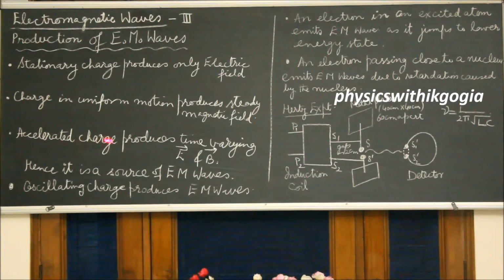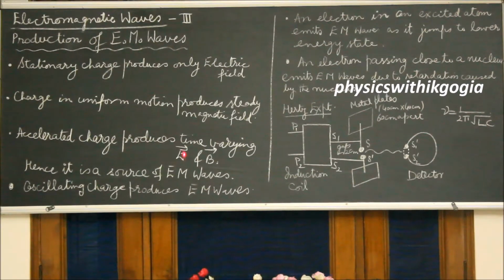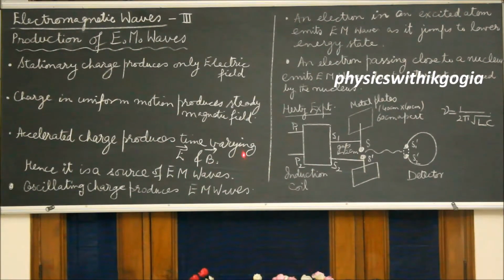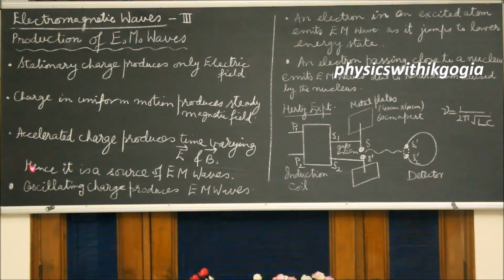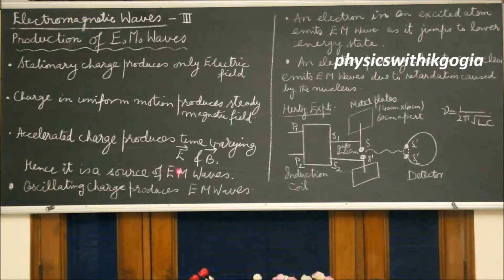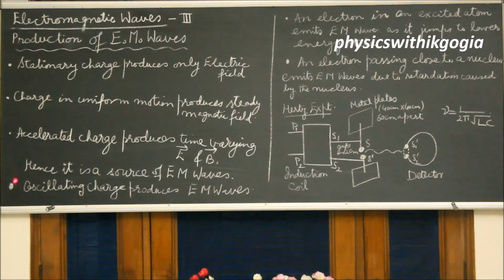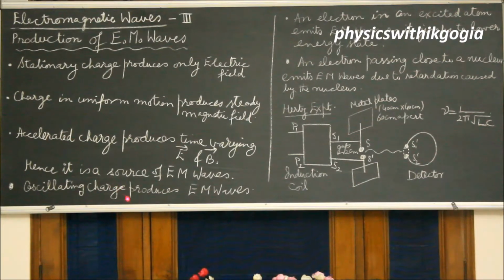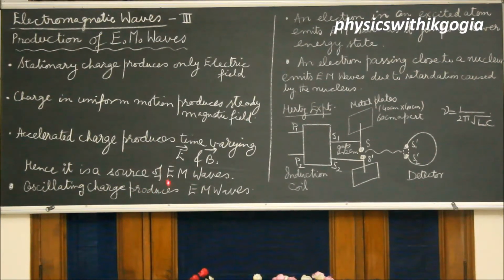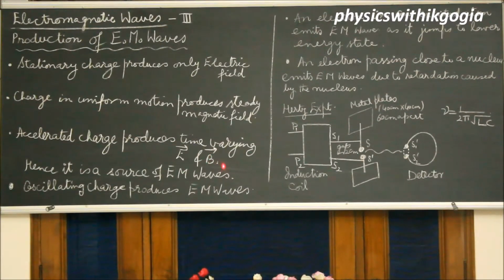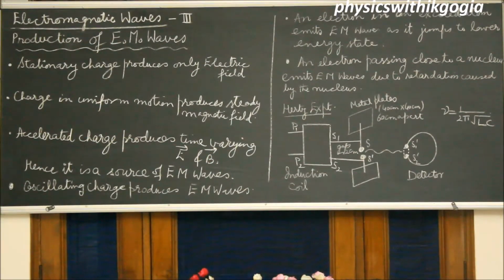However, if we have an accelerated charge, it produces both electric field and magnetic field which change with time. Hence, an accelerated charge is a source of electromagnetic waves. A charge which oscillates harmonically produces electric field as well as magnetic field, both of which vary with time, and hence an oscillating charge can emit electromagnetic waves of the frequency with which the charge is oscillating.